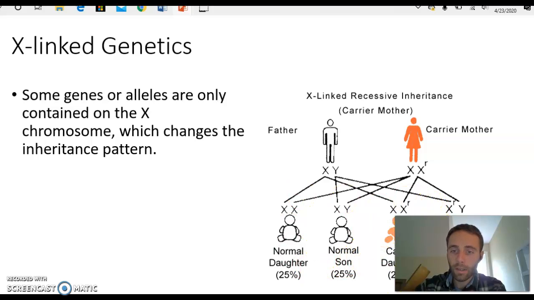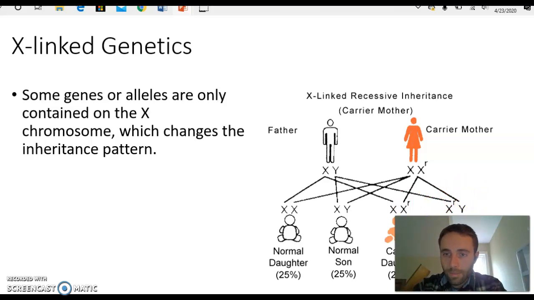Then we have the carrier daughter here. She gets a normal X chromosome from dad, so she's not going to show the effect, but she gets the recessive X from mom. So she's a carrier. She doesn't express it, but she's considered a carrier. She could pass on the trait to her offspring.